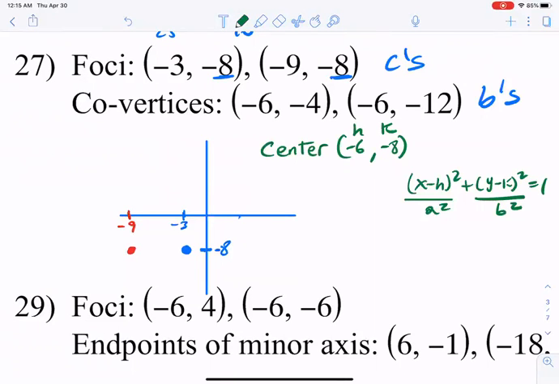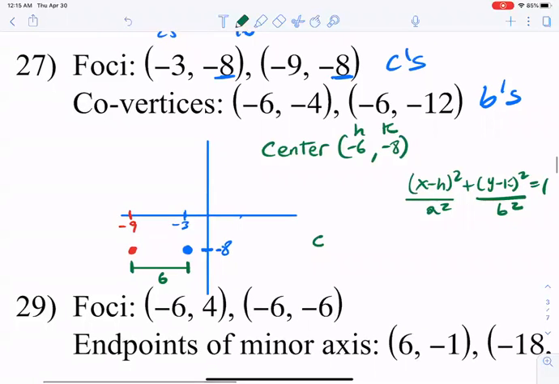Now what you need to find out is your a value and your b value. Okay, so you know that the length from here to here, between the foci, is 6 units. And this is what? 2c, right? So 2c equals 6 units. That implies that c equals 3 units. Now, if you do c squared, that's 9 units. So now you found c squared.